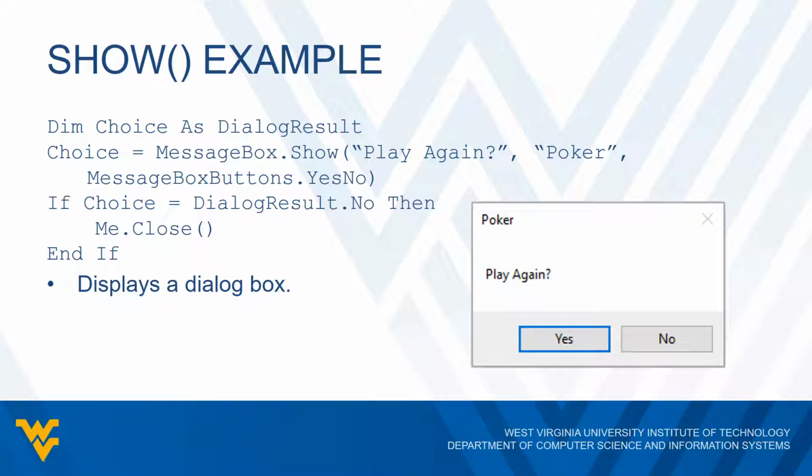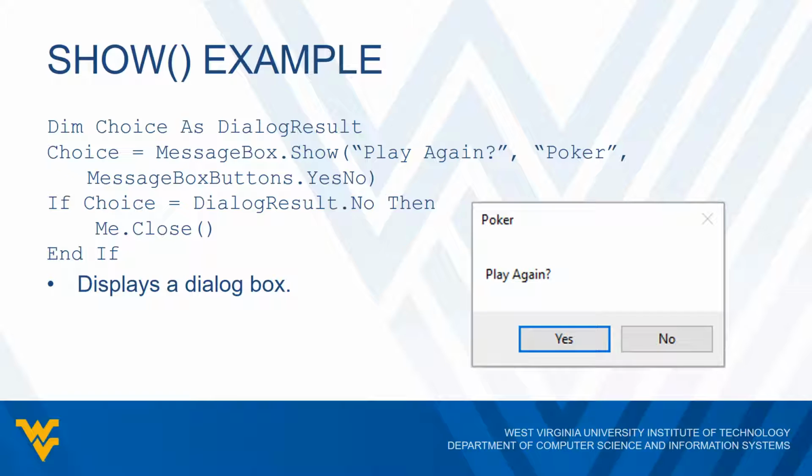Pretty straightforward. So as we mentioned, play again is our main message. Poker is our title, so you can see that in the top. And then we see that we're using yes, no buttons. So in fact, we see buttons yes and no that appear here. So when we click on either yes or no, one of those values gets stored in choice. The way it works is, since these values are of type dialog result, the way you would actually check it, you would have to do dialog result.yes or dialog result.no.